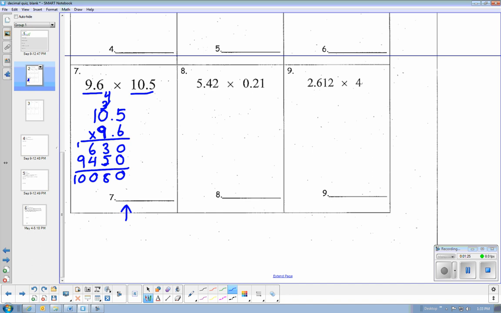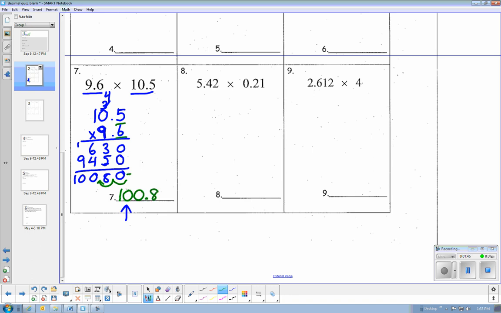Now the next thing that's very important is the placement of the decimal. What you do is you're going to count the number of decimal places that you have in the 2 factors. So we have 1, 2. So in our product, we're going to go 1, 2, and place the decimal right there. And I'm going to write my answer 100.8.